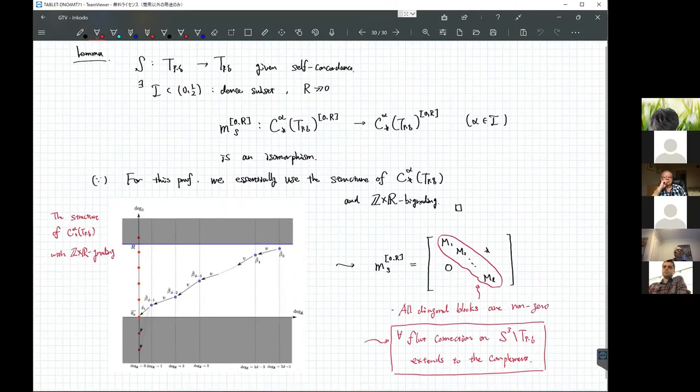Using such a special structure of the chain complex for torus knots, we can show this lemma. If S is a given self-concordance between torus knots, then there is a dense subset of the segment [0, 1/2], and if R is large enough, I did not explain that. Using the R filtration, we can define a subcomplex.